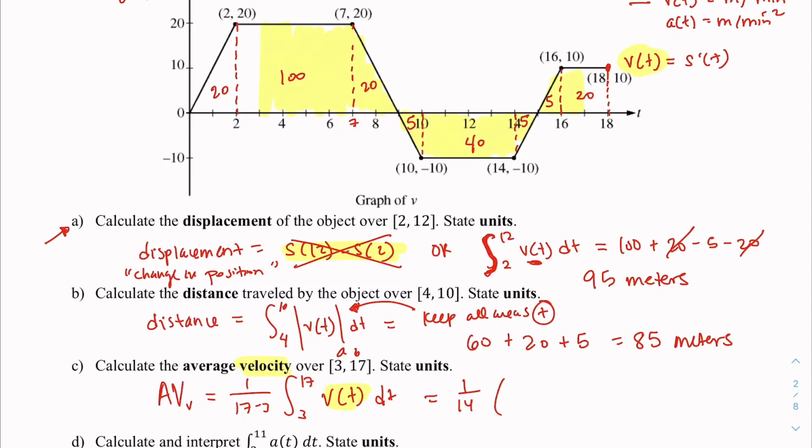So again, we're moving in the regular direction from left to right. So positive 100 plus 20 minus 5 minus 40 minus 5. These are all going to be negative areas because they're below the axis. Then we're going to add 5. We're going to add 10.